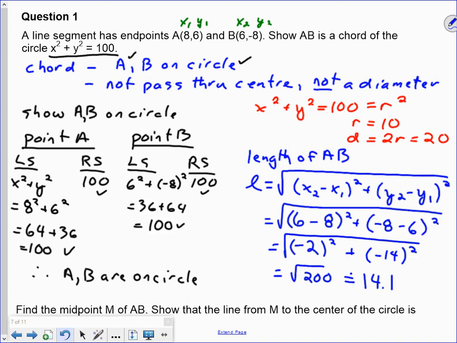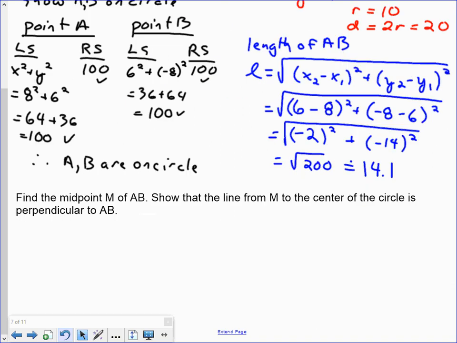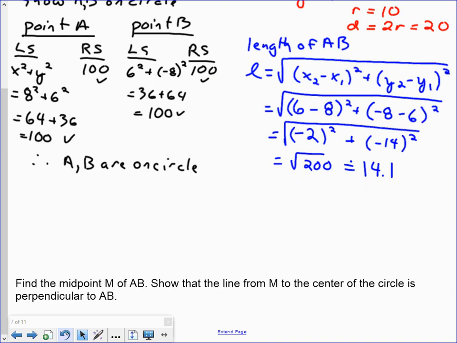Now, that 14.1 is less than 20, which is what we would expect if this is a chord. I mean, the longest line we can draw between 2 points on our circle is the diameter going straight through. So that would be 20. So length is less than 20. We can say that AB is a chord.